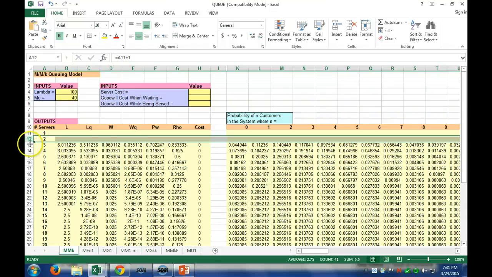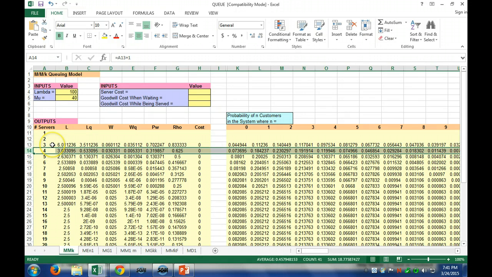Now, I wouldn't recommend going up to 4 servers either. Why would I not recommend going up to 4 servers? What changes? Well, things change, right? Average number of people in our system goes from 6 to 3. Average number of people waiting in line goes from 3.5 to half a person. The average time goes from 0.06 hours, which is roughly 3.6 minutes, to 0.03 hours, which is 1.8 minutes.